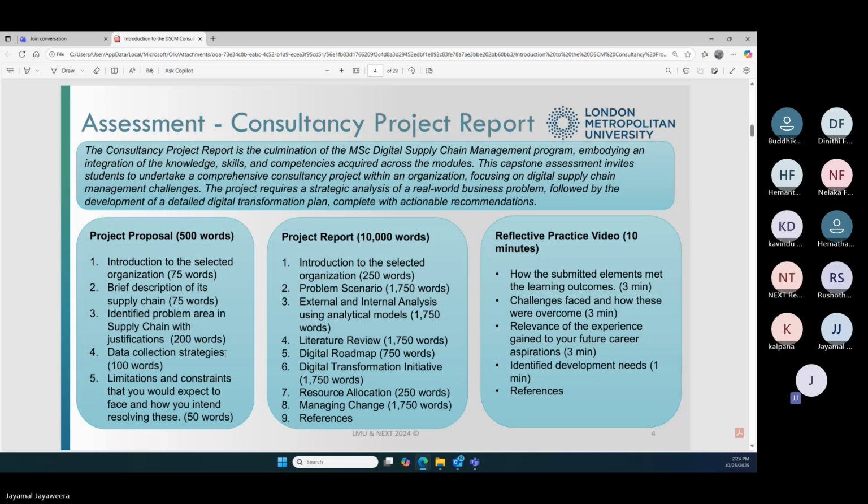How would you collect your data from the organization to understand the root causes of the identified problem? Or for that matter, for the problem per se. You need to ask somebody in the organization, what is this problem? Can you justify the problem? So you need some data for that. How would you collect this data? And then number 5 would be what kind of limitations and constraints you would expect. 50 words, right? When you start on your consultancy project.